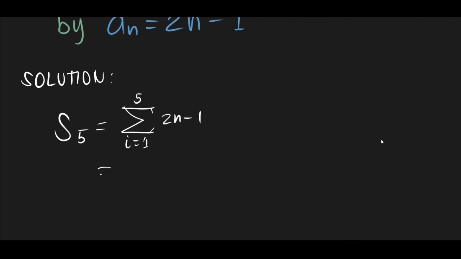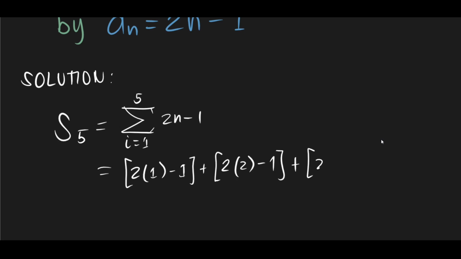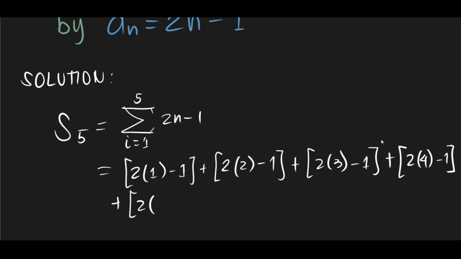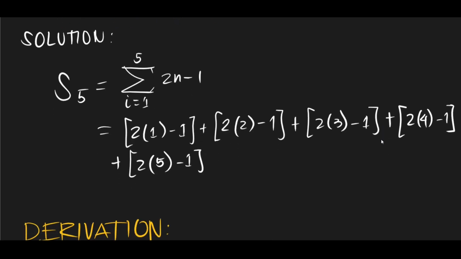Okay, so if we expand this, what do we get? Let's start with 1: 2 times 1 minus 1. And we add that to the second term, 2 times 2 minus 1, and then the third term, 2 times 3 minus 1, and then plus 2 times 4 minus 1, and then plus 2 times 5 minus 1. Okay, so there you have it.